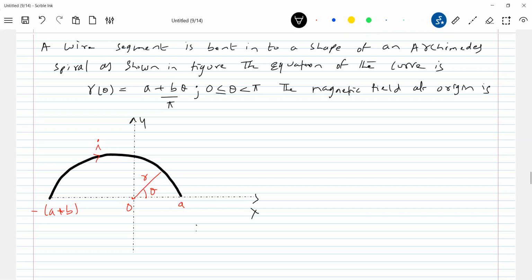So always do remember the angle between the current element and the position vector. That is a very important part in the numericals. If you go wrong there, I think the total problem will go wrong. So when that particular aspect comes, you have to be a little bit alert.